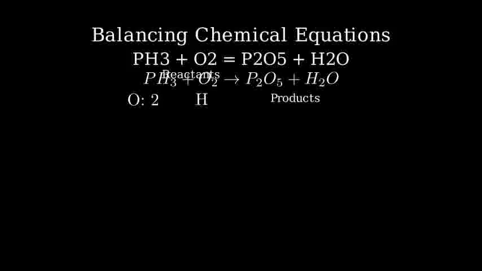On the left side, reactants, we have 1 phosphorus, 2 oxygen, and 3 hydrogen atoms. On the right side, products, we have 2 phosphorus, 6 oxygen atoms, and 2 hydrogen atoms.